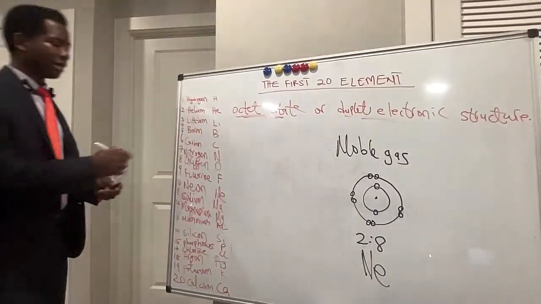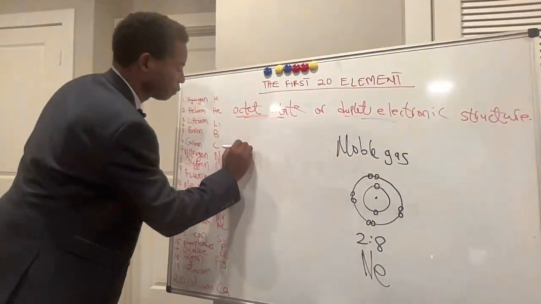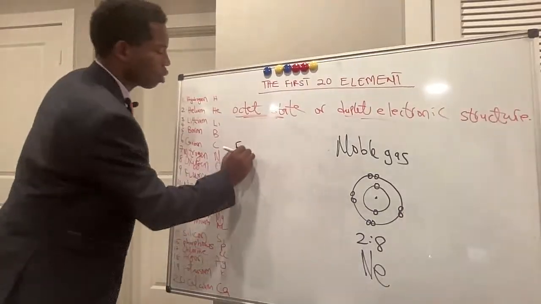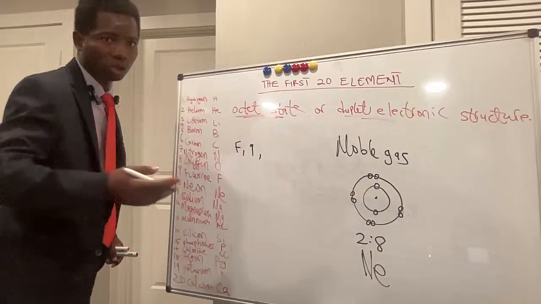The atomic number of fluorine is 9. So this is fluorine. Atomic number what? 9. Let's draw the electronic configuration of fluorine.